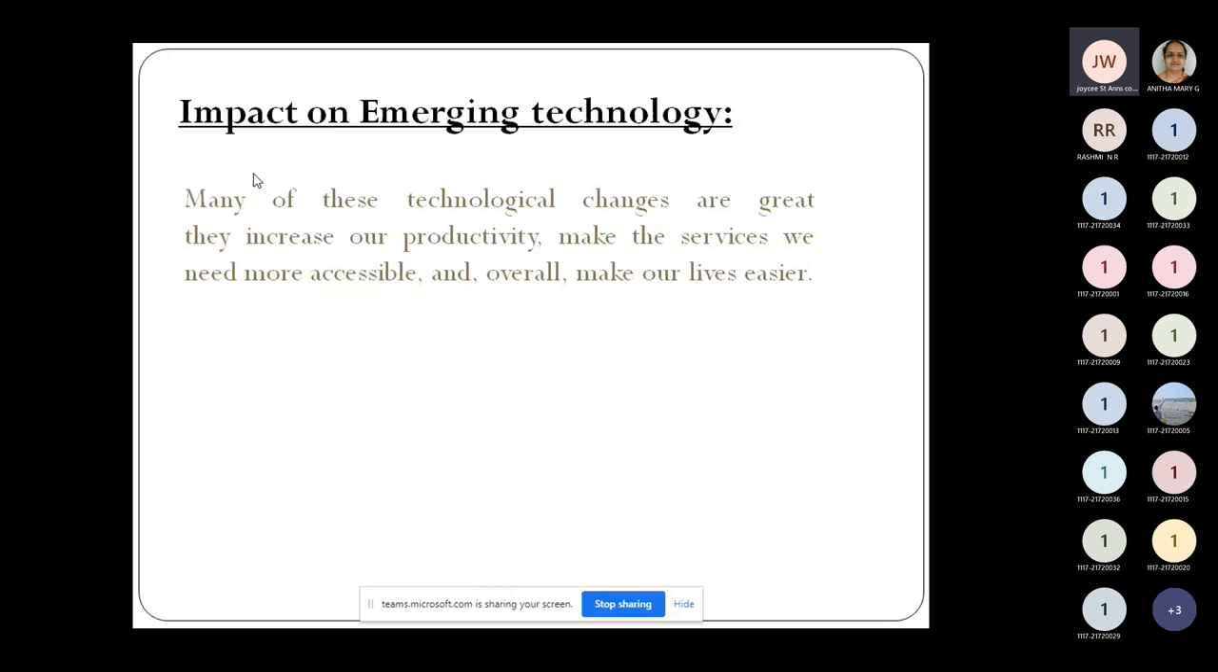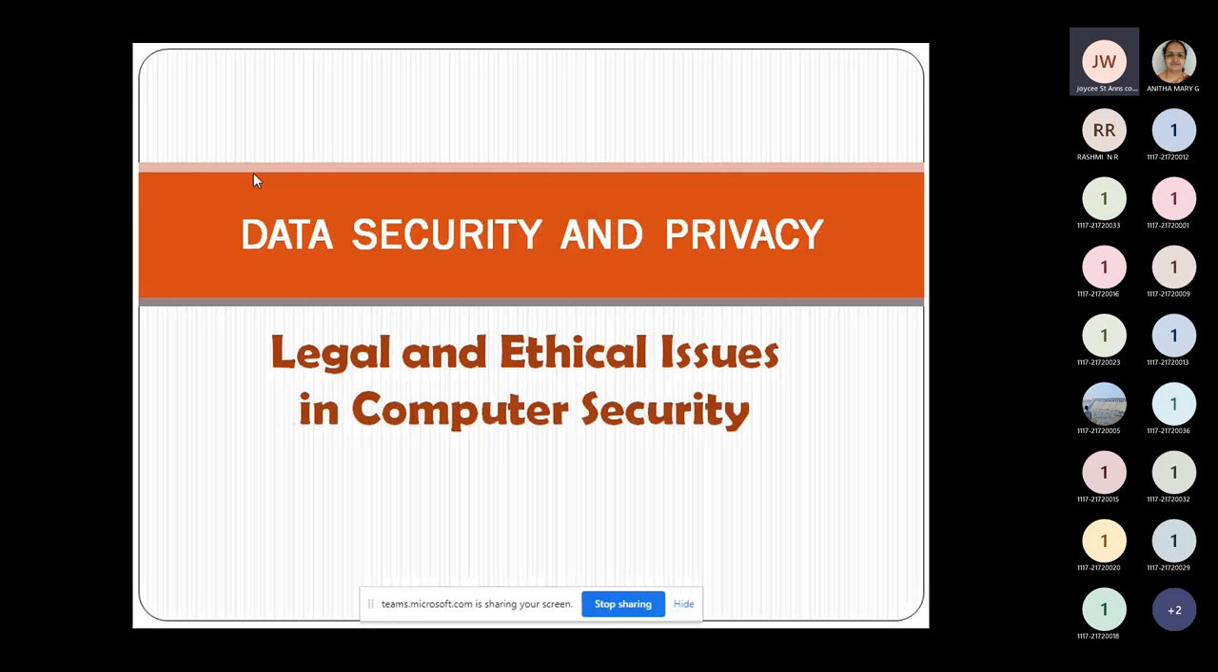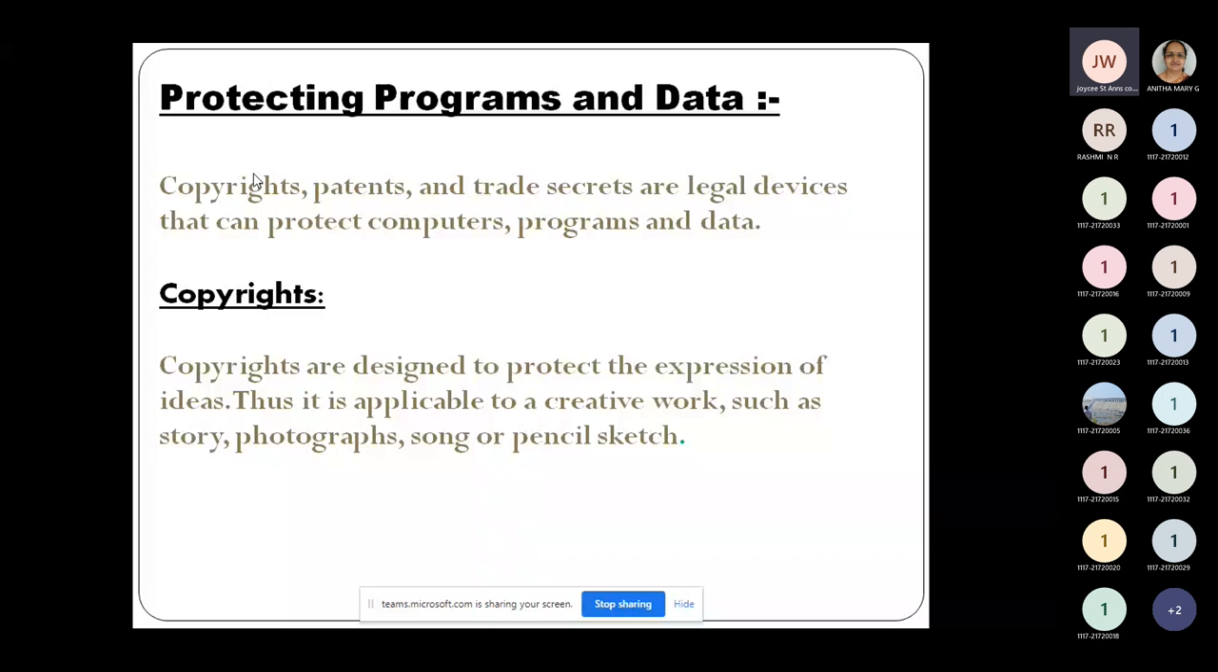Based on this technology, a large amount of data is being secured. Then we also have a large amount of threats based on the technologies. Legal and ethical issues in computer security. What are the legal things we will be facing in security and technology? First of all, how are we protecting it.